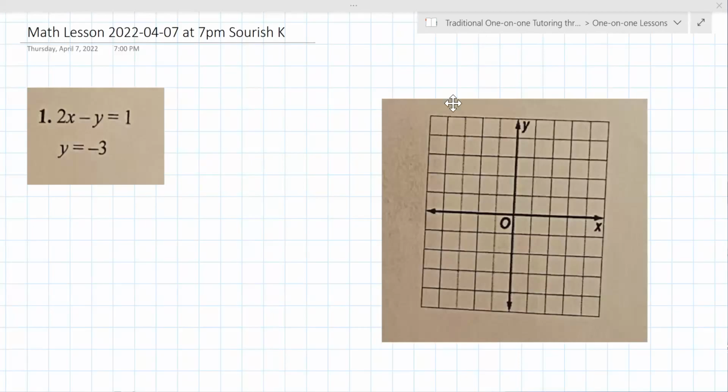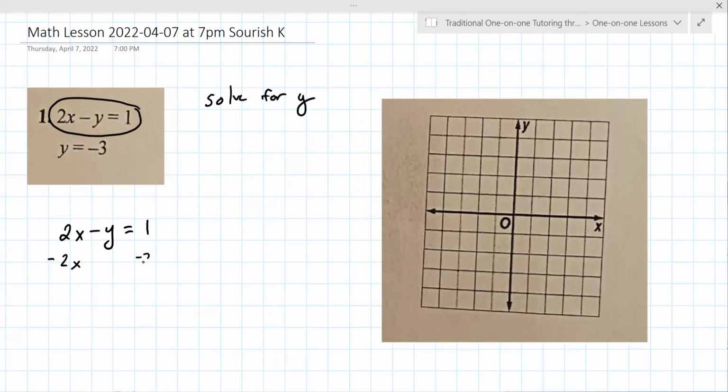So the first couple of questions here, they say to graph, solve by graphing. Whenever you graph, you generally want to solve for y. Okay, so like this first equation here, 2x minus y equals 1. It is not solved for y. So to solve for y, you're going to subtract 2x from both sides of the equation.